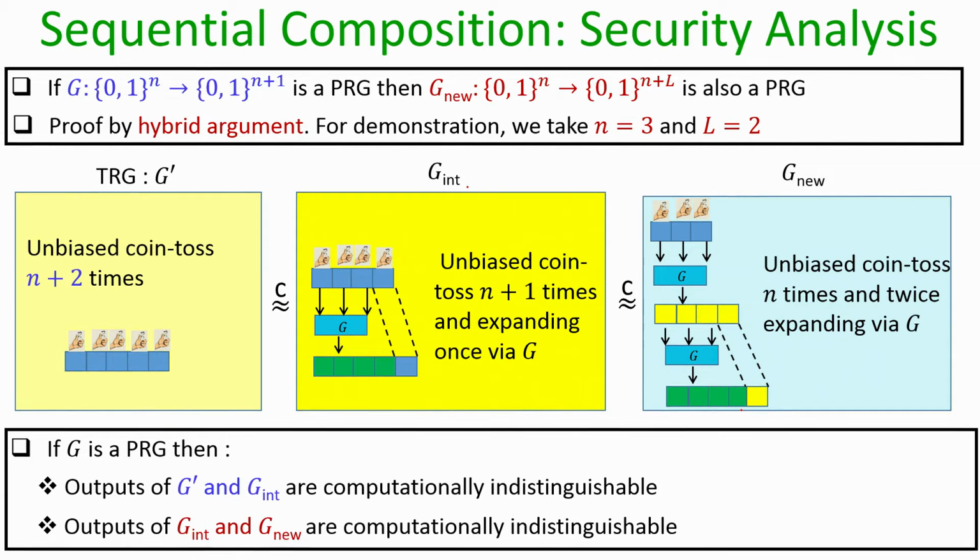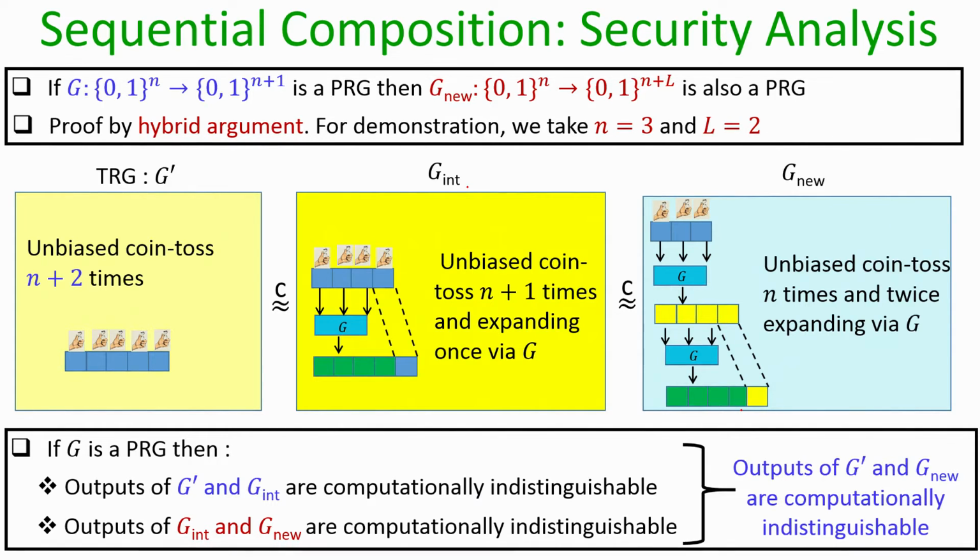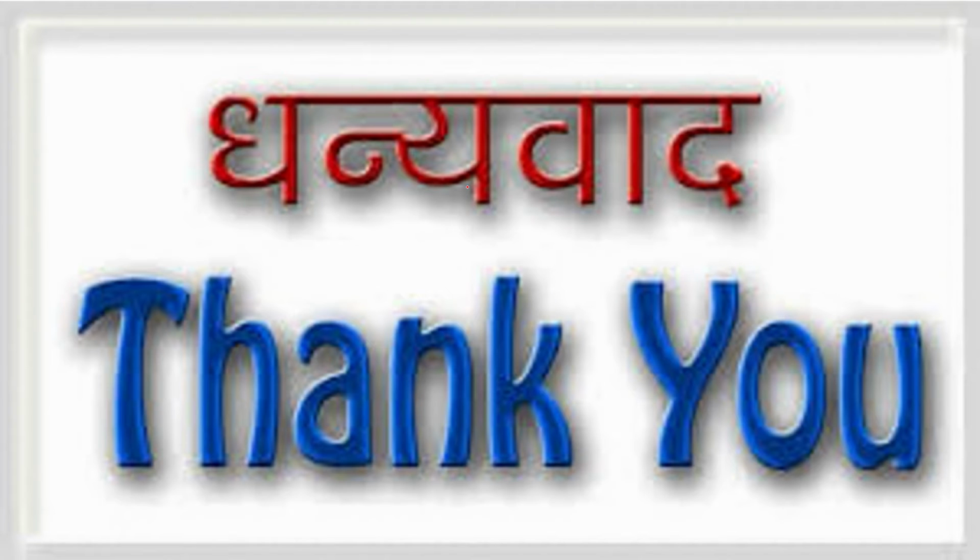For the general case where big L is some polynomial function of the security parameter, we have to introduce L number of hybrids, and we can prove that each pair of consecutive hybrids are computationally indistinguishable by reducing its security to the security of your underlying construction G. And since there are a polynomial number of hybrids, we end up establishing that the algorithm G dash is computationally indistinguishable from the algorithm G new. I leave the details of the formal proof to you as an exercise. So, that brings me to the end of this lecture.